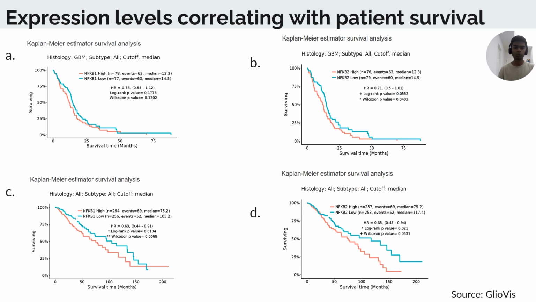Looking at the Kaplan-Meier chart for NFkB1 and NFkB2 in GBM, there's a slight separation of low gene and high gene expression. Charts A and B, where NFkB1 is A and NFkB2 is B, in GBM: low gene expression seems to have a slight edge over the high gene expression. But looking at the GBM-LGG combined data set, NFkB1, which is C, and NFkB2, which is D, have a better survival rate when they are expressed at a lower level. There's much more separation, with the significance of the log-rank p-value being less than 0.05.